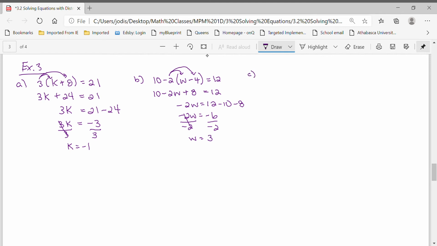All right, let's try C. So we've got 28 equals 9m minus 2 brackets 2m plus 6.